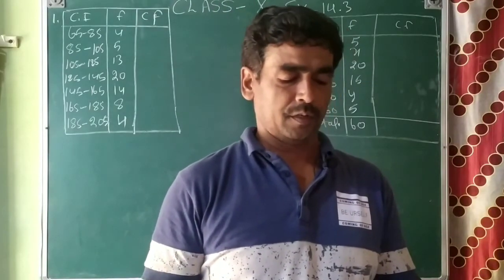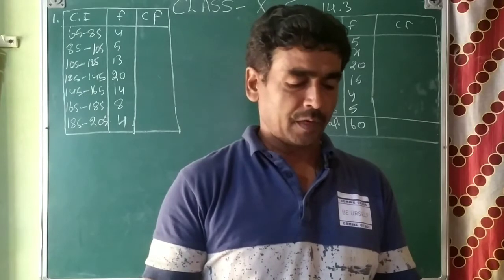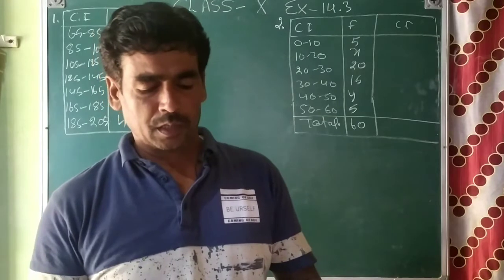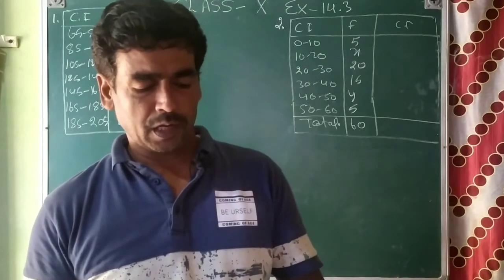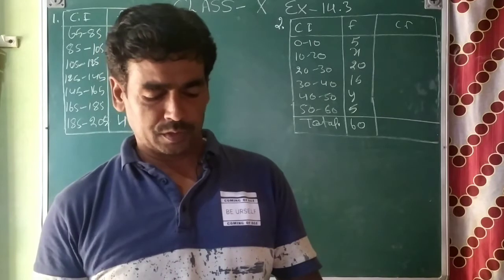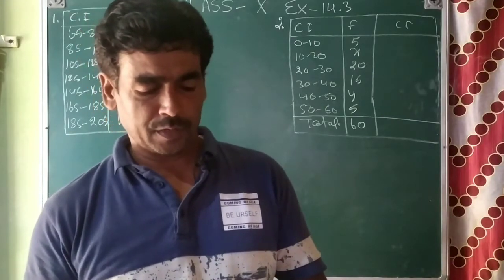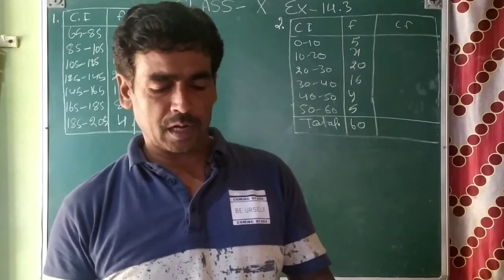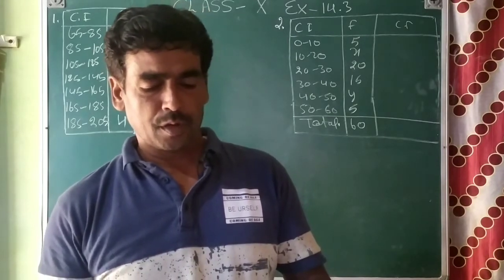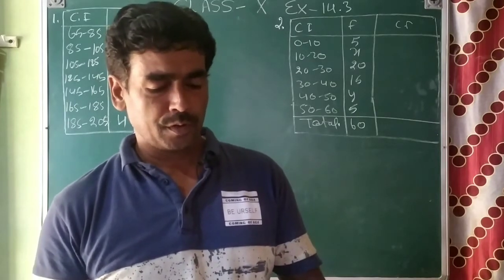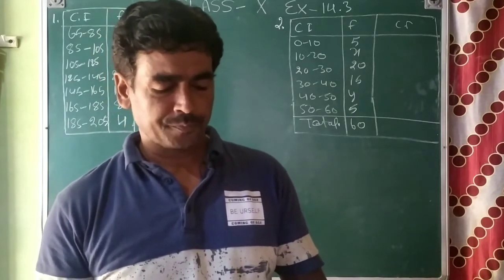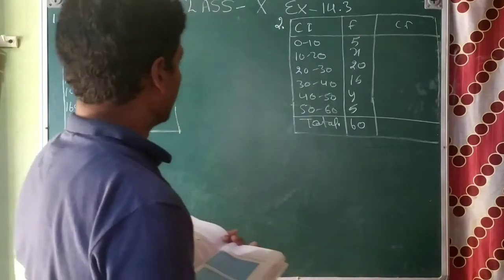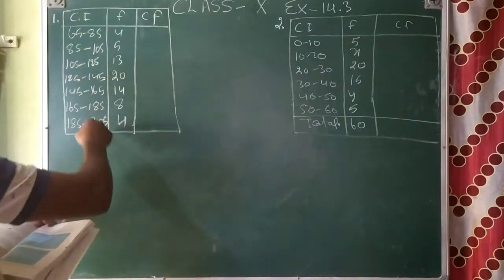Exercise 14.3. It means here we will find the median. The following frequency distribution gives the monthly consumption of electricity of 68 consumers of the locality. Find the median, mean and mode of the data and compare them. Mean and mode you have seen in previous exercises, so here we are finding only the median. The table is given in your question.